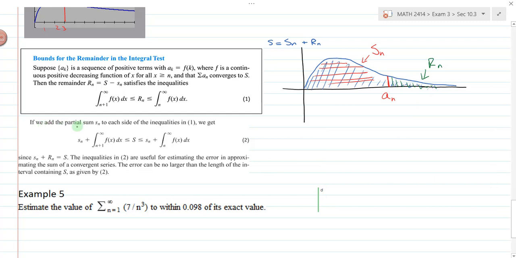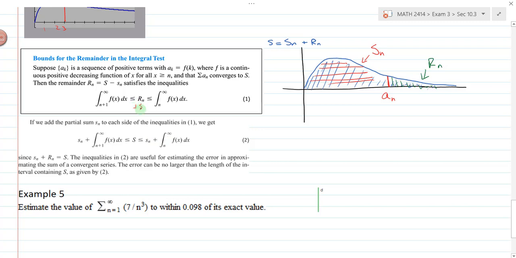If we add the partial sum S sub n to each side of the inequality here, so what we're going to do is add the nth partial sum, then I get R sub n plus the nth partial sum. Well, R sub n plus the nth partial sum is equal to the sum. So I can get a lower bound on the sum of that series and an upper bound by adding the nth partial sum to the integral from n to infinity.